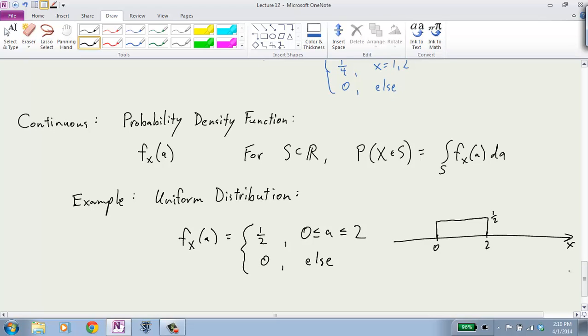I will write the uniform from 0 to 2 equals this. It's a particular type of random variable. Now, what it means is that if I asked you what the probability is that x is greater than 3/4, what would the answer be?